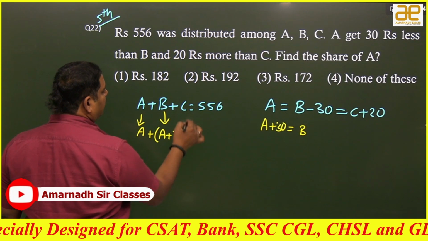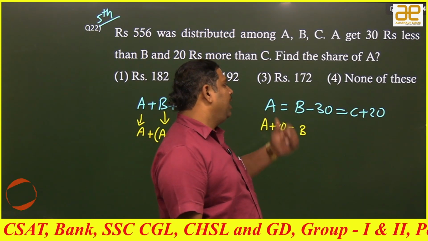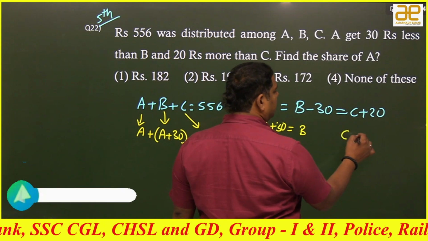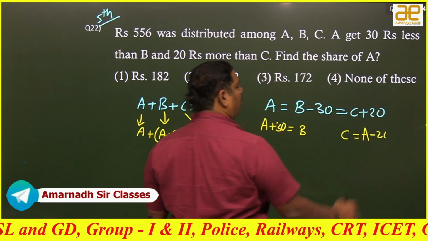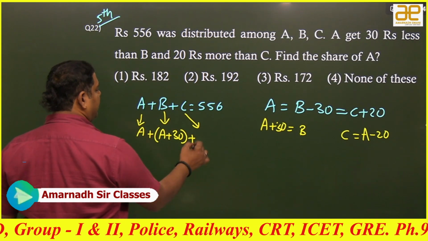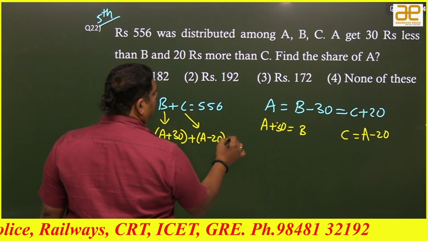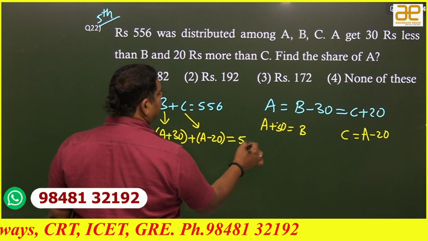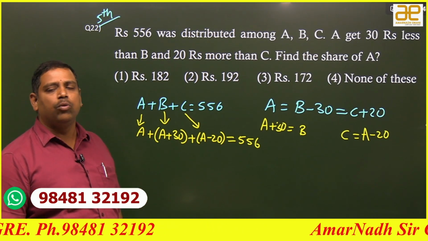And next I want to convert C into A, right? C plus 20 is A, so C is A minus 20, moving the 20 to this side. So I am writing A minus 20 instead of C. This is equal to how much? 556. There ends the game. If you can write this step, the game is over, right?